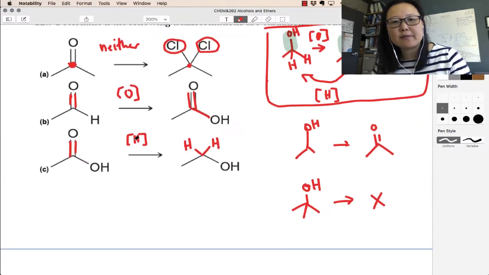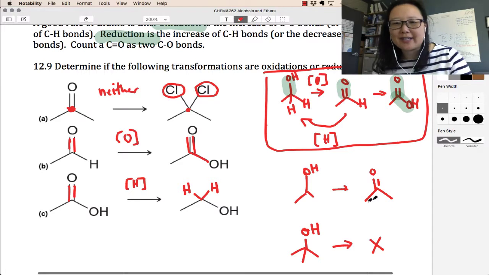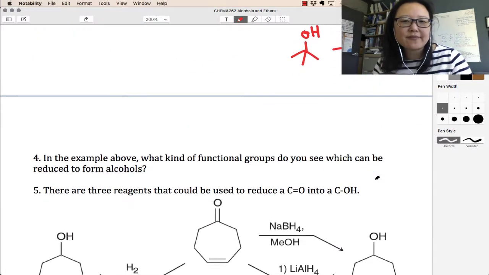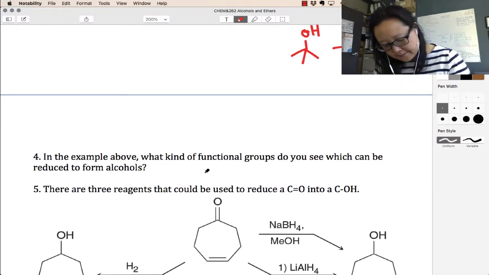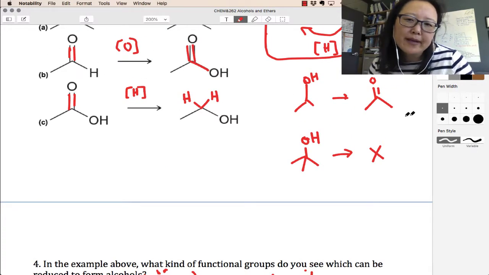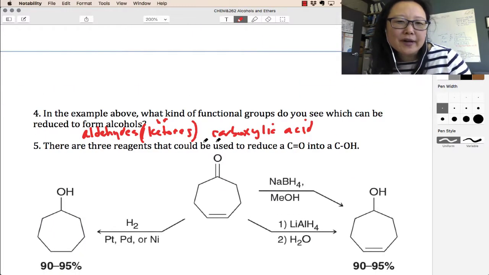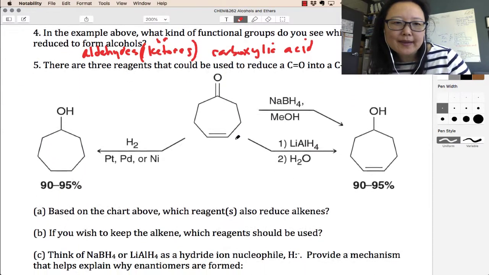And what are those things that are more oxidized? Well, they're aldehydes, carboxylic acids, or ketones. So those are the kinds of functional groups you expect to see. All right, so I put aldehyde specifically because it's in this example, but in parentheses I put ketone because that's also possible, and then also carboxylic acids.